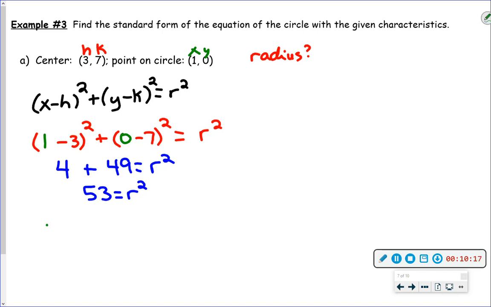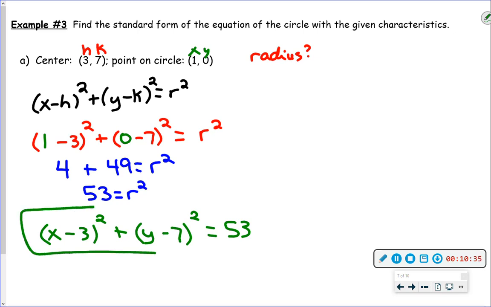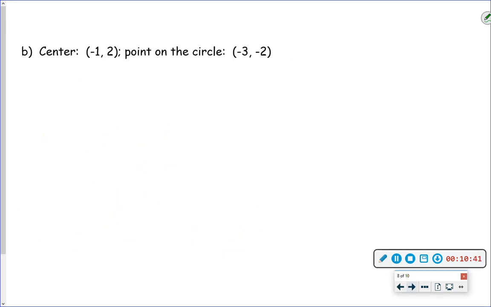So final answer, here we go. I'll put my radius squared in, I've got that. All right, so we're going to leave our x and y, because there's an infinite amount of points on the circle. Our center, of course, is fixed, so I'm going to put the 3 in, but I changed the sign, and I'm going to put the 7 in with the sign change. So a little bit of calculation in order to get the r squared. Okay, let's take a look. Let's do another one of those.